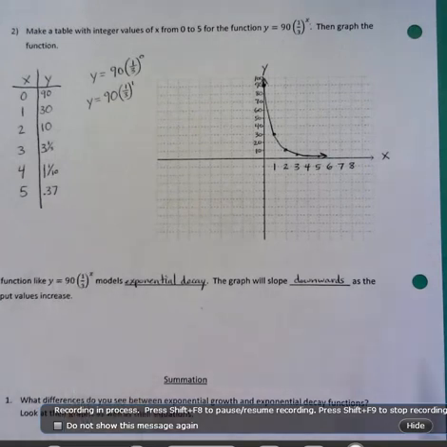Okay, if you could answer these two questions at the bottom here for tomorrow, we'll be good to go.